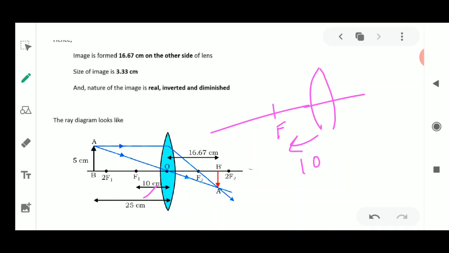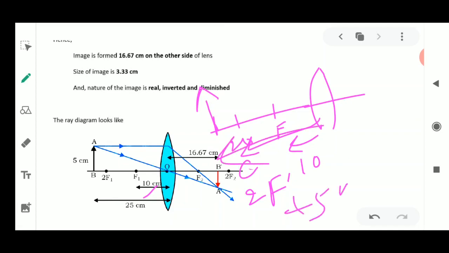So if it is a 25 centimeter object, it means from here, if we are doubling this 10, it is 20. This is the center of curvature, or you can write it as 2f1. After that, it is beyond the center of curvature also. So plus 5 centimeters means the distance is 25: 20 plus 5 centimeters more, so it is beyond the center of curvature.